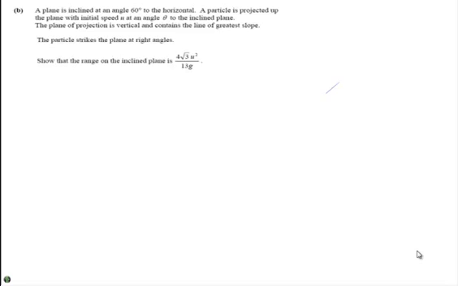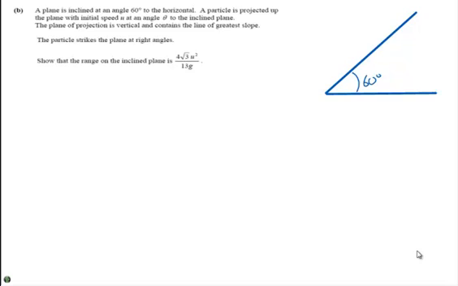So 60 degrees is quite a high angle. It's actually higher than that, but I'll just leave it like that for the diagram. And we'll go here as the horizontal. So this here is 60 degrees.